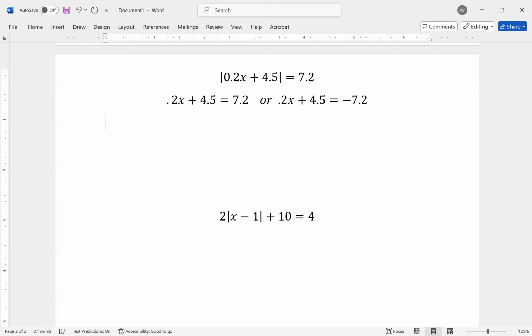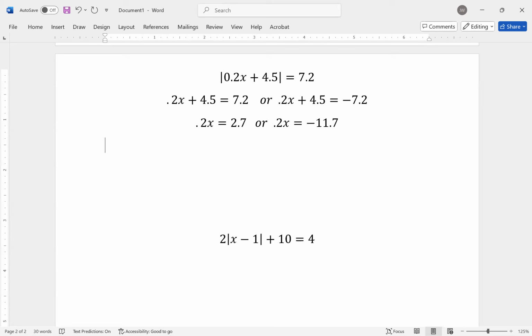Now I have to solve each of these. I would subtract 4.5 from each side in each case. When I do that to the first one, I get 2.7. In other words, 0.2x is equal to 2.7. And on the other side, if I take negative 7.2 minus 4.5, I get negative 11.7. So 0.2x is equal to negative 11.7.